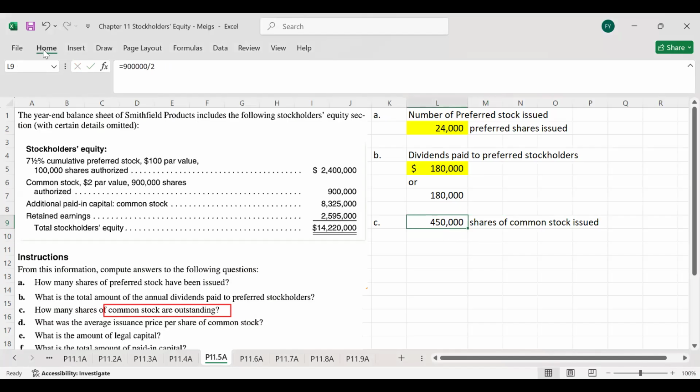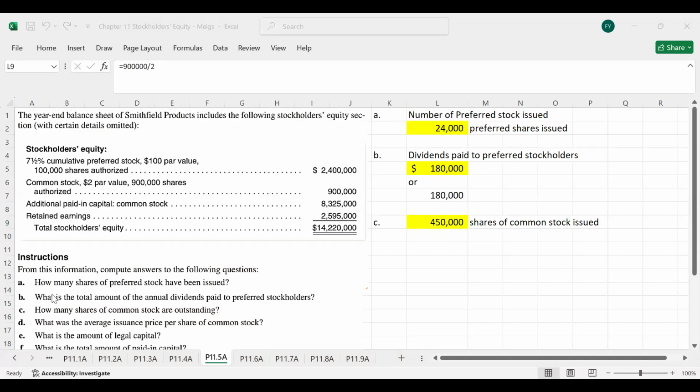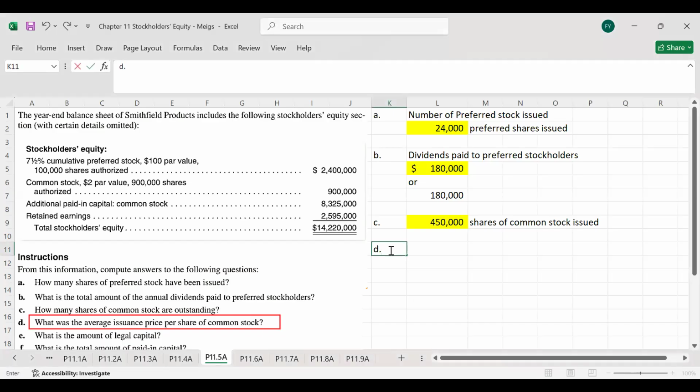So this is the next requirement. What would be the next requirement? Let's see. What was the average issuance price per share of common stock? Issuance price means the price at which the common stock was issued. So this is requirement number D.